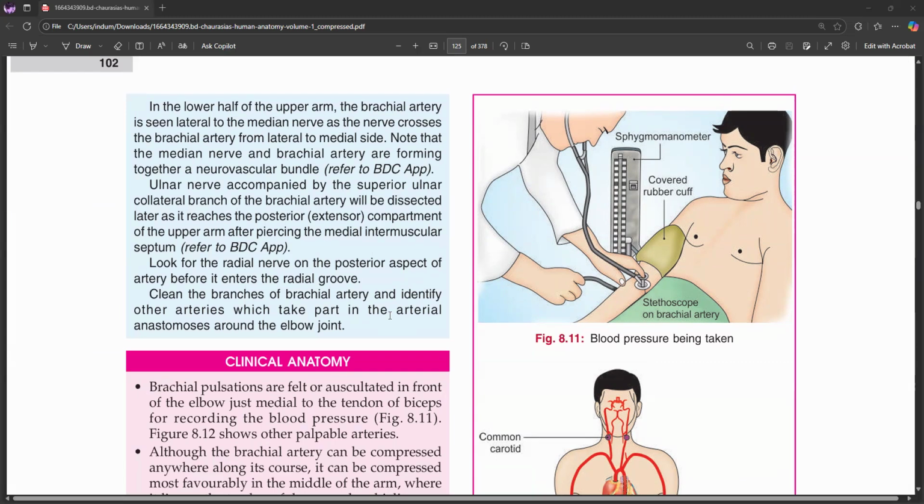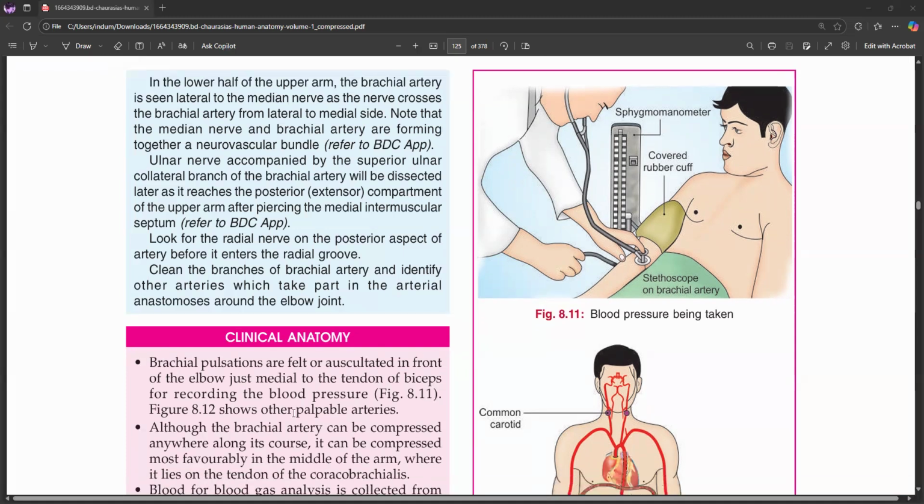Ulnar nerve, accompanied by the superior ulnar collateral branch of the brachial artery, will be dissected later as it reaches the posterior or extensor compartment of the upper arm by piercing the medial intermuscular septum. Look for the radial nerve on the posterior aspect of the artery before it enters the radial groove. Clean the branches of brachial artery and identify other arteries which take part in the arterial anastomosis around the elbow joint.